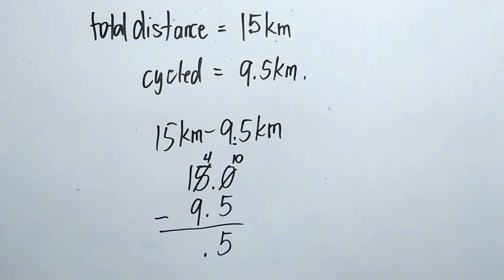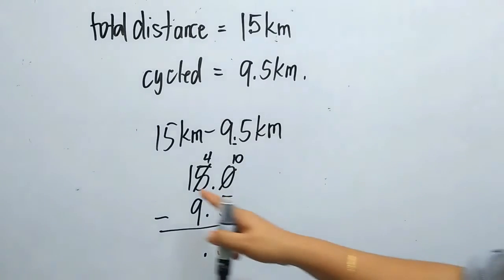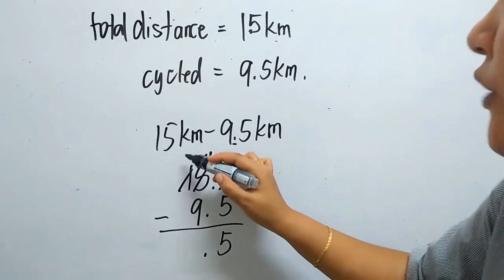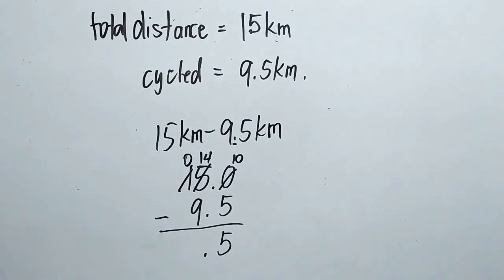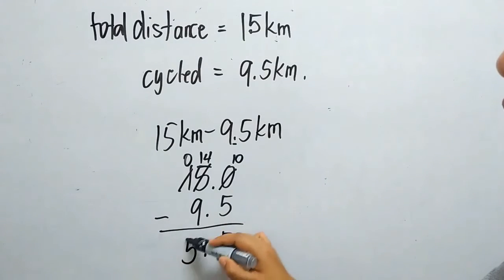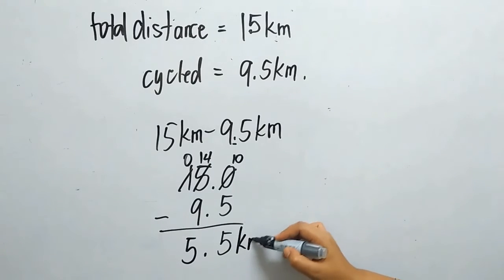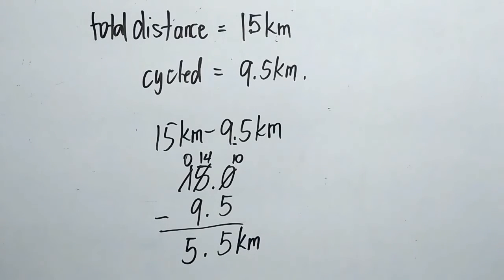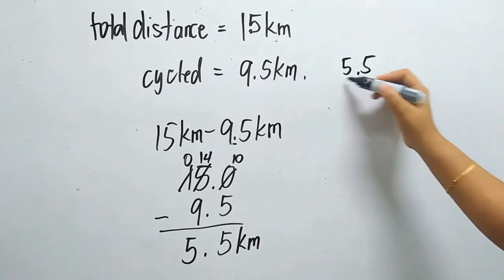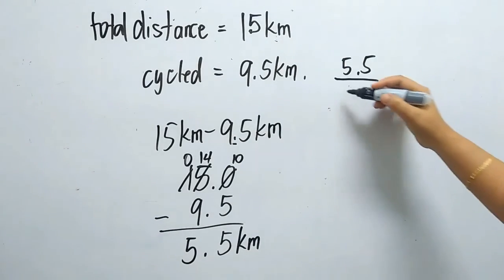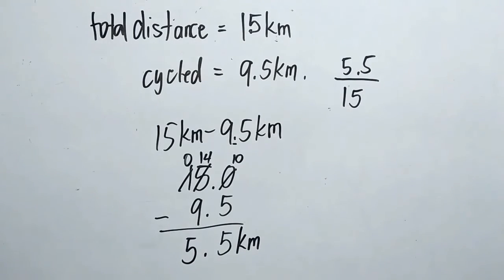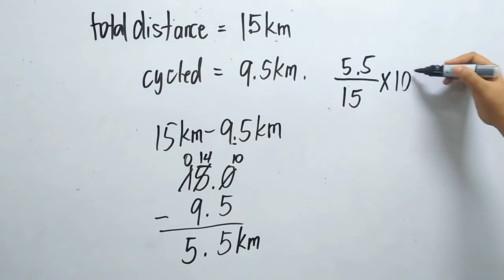Copy the decimal point. 4 minus 9 cannot. So what we're going to do, borrow from 1. 1 will become 0 and 4 will become 14. Now 14 minus 9 is equal to 5. So we have 5.5 kilometers. So this is the distance left. But how are we going to find the percentage? So the distance left, 5.5 out of 15 kilometers is the total distance. To find the percentage, multiply by 100%.